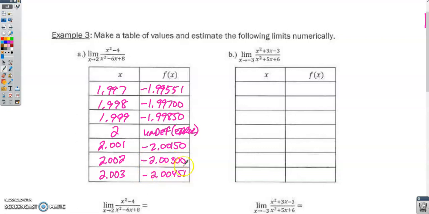So again, we look at what's happening as x approaches 2 from the left and as x approaches 2 from the right. And it looks like from both sides that value is getting closer and closer to -2. So that's going to be my estimate for my limit here.